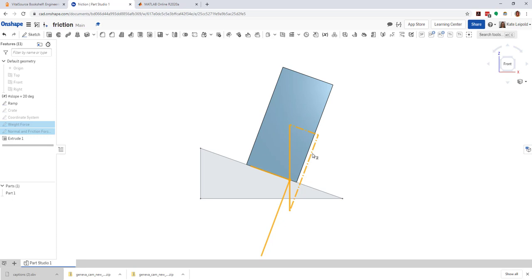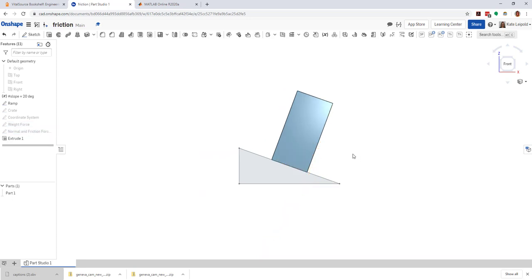So the coefficient of friction for which this would slip is going to be the ratio between the friction force and the normal force. So just a little bit of a tutorial as to how you can use OnShape and Matlab to help you visualize, but also calculate some of our key situations that we're dealing with in friction problems.